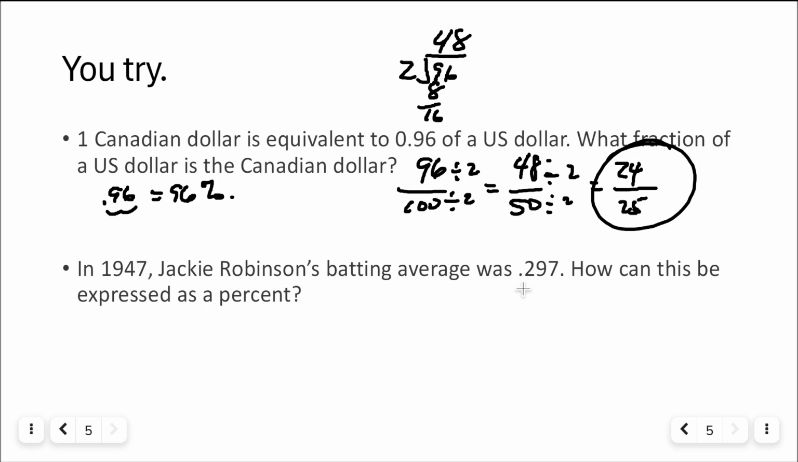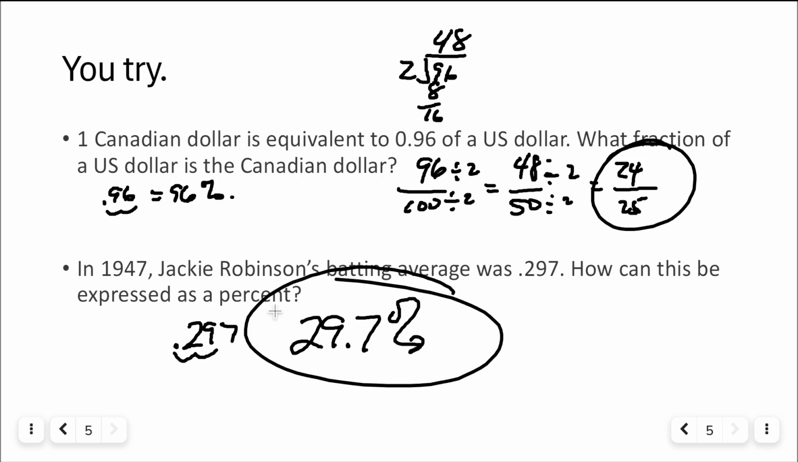Jackie Robinson's batting average was .297. Express that as a percent. Take the decimal, move it 2 spots to the right or multiply by 100. You get 29.7%. Okay? And that's it.